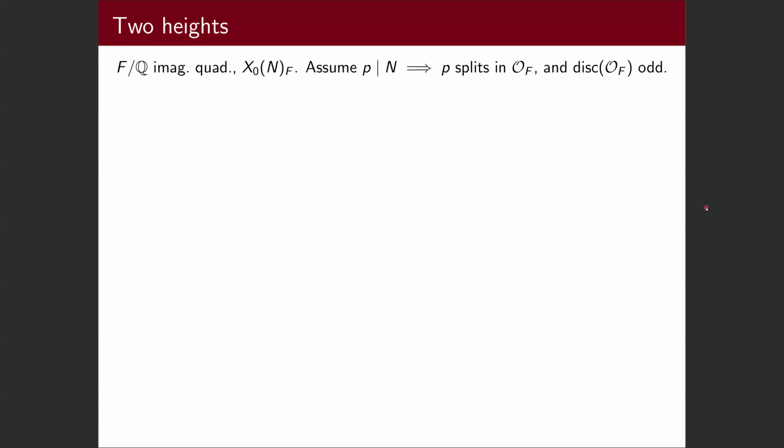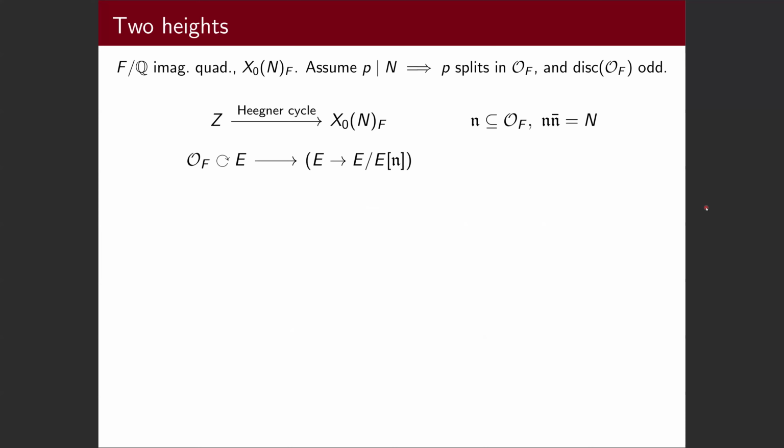As motivation, I'd like to start with the modular curve. I'll fix the imaginary quadratic field F over Q, and I'll consider the modular curve of level N, but base change to F. I want to consider some Heegner cycles. I'll impose the Heegner condition, which is that for all the primes dividing the level N, I'll require all of these to be split in the quadratic field. And I also assume that the prime 2 is unramified.